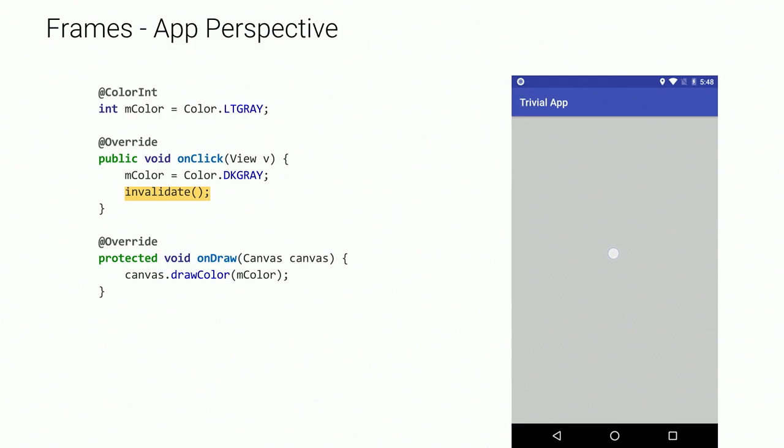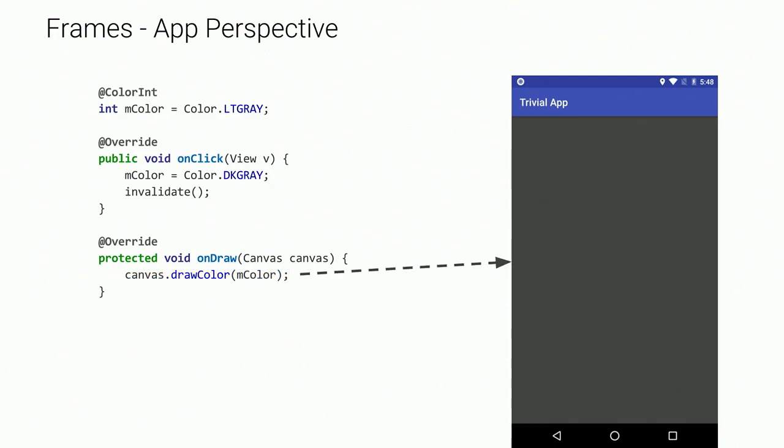And that invalidate is going to cause a later call to onDraw. It's not a serial thing. It doesn't directly call onDraw, but it tells the system, hey, things need to be redrawn. And then a later call will filter into the onDraw method. And then the onDraw will draw into the canvas. And that will eventually be posted to the screen through all the operations that the UI toolkit is doing on your behalf.